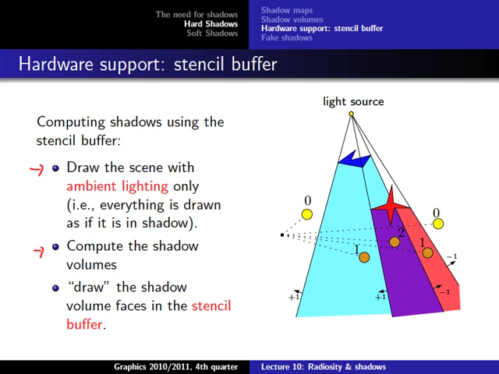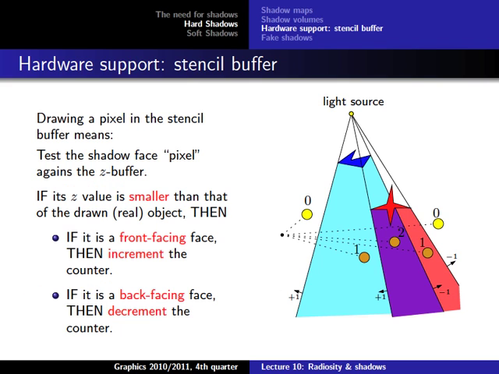And so we compute them, but we do not draw them on the screen, but we draw them in the stencil buffer. And drawing in the stencil buffer means that if we see this object here, this shadow volume, we check if the depth value is smaller than the object in the depth buffer. Then we check, is it front facing? Then we increment the counter, +1. If it is back facing, then we decrement the counter, -1. And that way we update our stencil buffer.